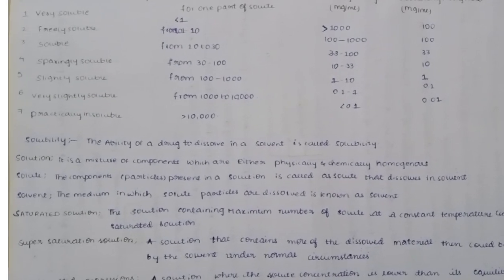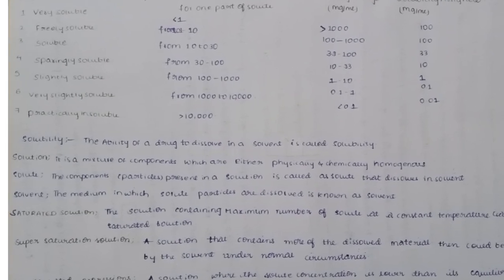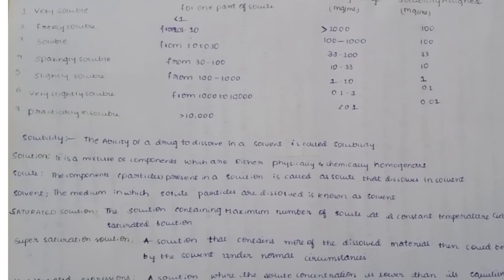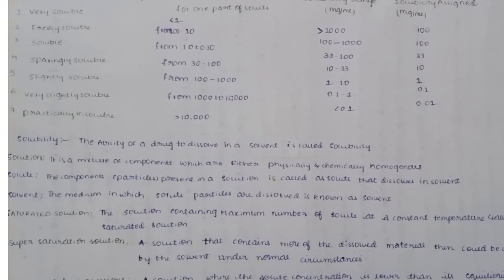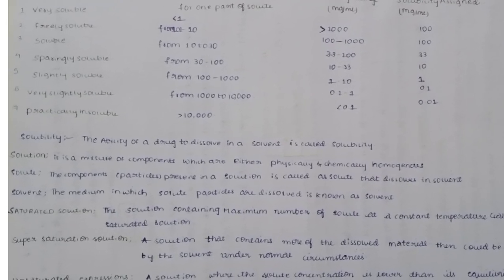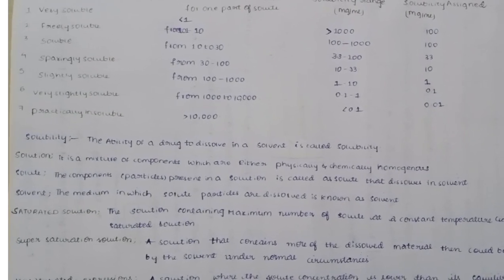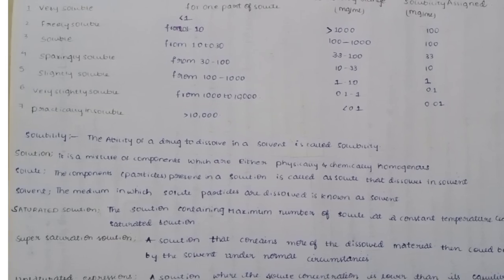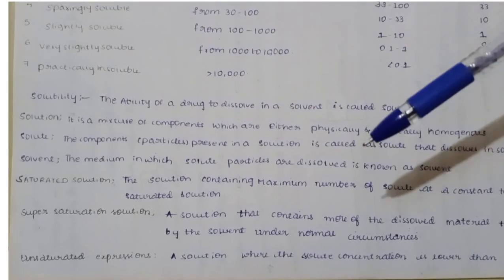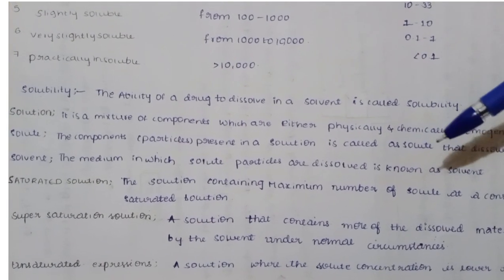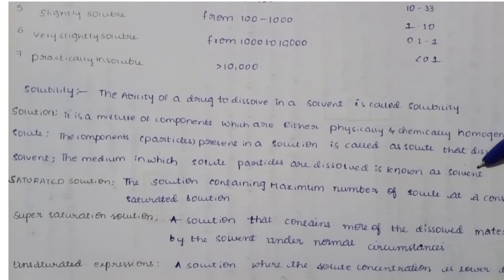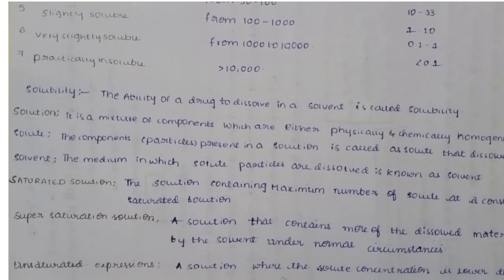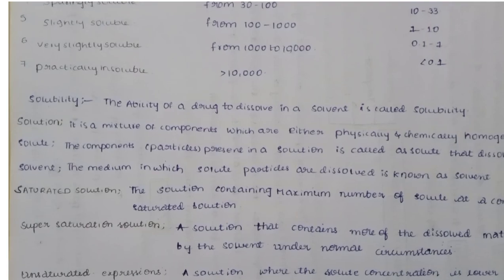And now, what is a solution? It is a mixture which is physically and chemically homogeneous. And the solute means the components or particles present in a solution that are dissolved in the solvent. So generally we know that the solute is present in a solvent, and that dissolves in the solvent. Look here, what is a solvent? The medium in which solute particles are dissolved is known as the solvent. Here the medium is the largest quantity, and in it the solute particles are dissolved.